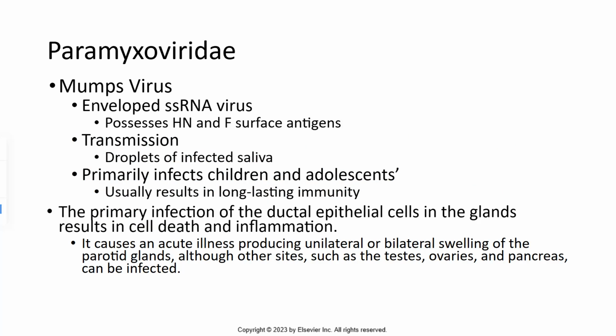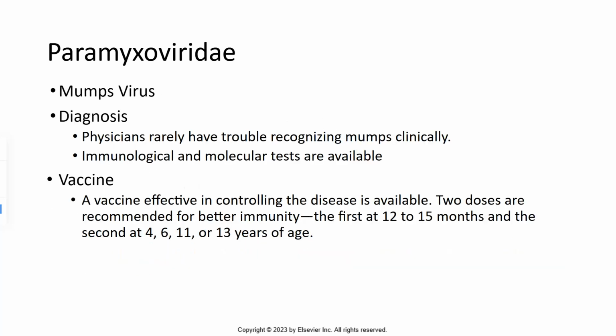Mumps virus. So this is an enveloped ssRNA virus, possesses H, N, and F surface antigens. Droplets of infected saliva. Primarily infects children and adolescents. The primary infection of the ductal epithelial cells in the glands results in cell death and inflammation. It causes acute illness producing unilateral or bilateral swelling of the parotid glands, although other sites such as the testes, ovaries, and pancreas may be infected.